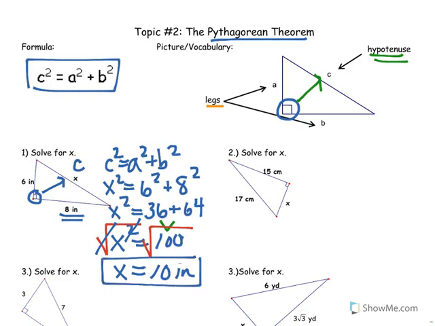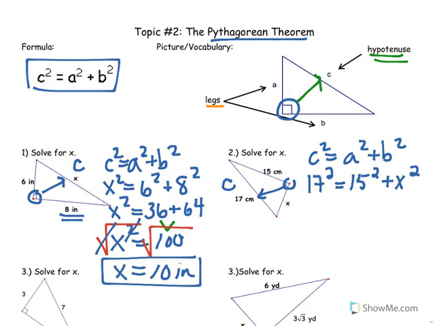Okay? Let's look at example 2. I have a right triangle. Here's my hypotenuse across. I'm going to label that C. And I'm going to use the Pythagorean theorem to solve for x. C squared equals a squared plus b squared. C is now 17 squared equals, a and b are interchangeable, so I'm just going to do 15 squared plus x squared.